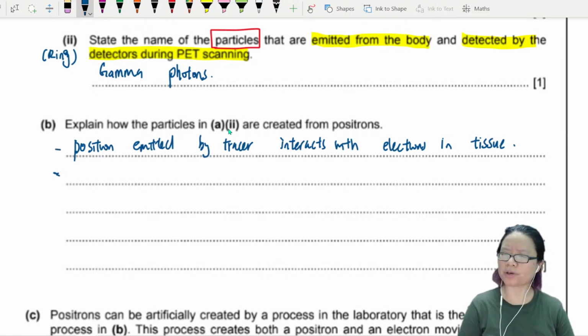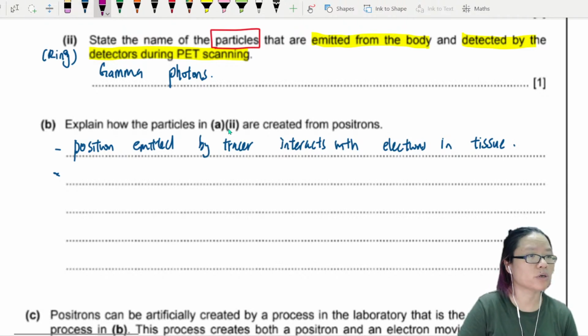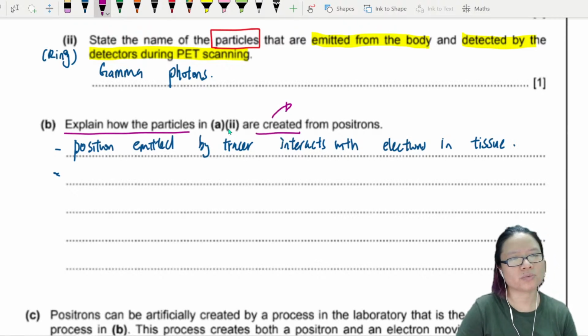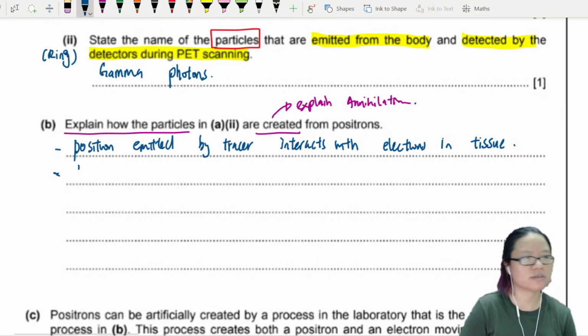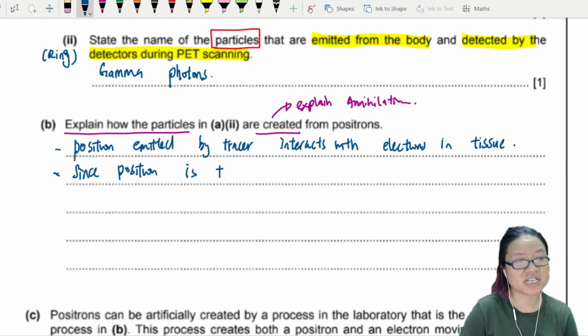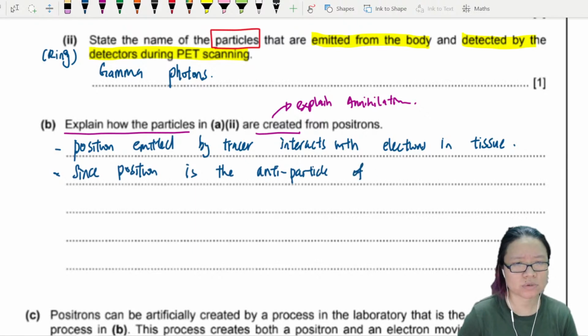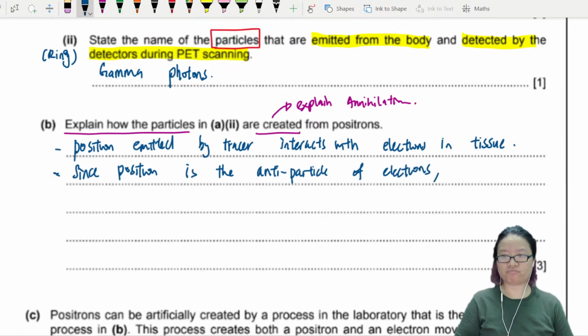Is that all? What else should I write? I should talk about the condition for annihilation, right? Because basically they're asking us, explain how the particles are created. So we are actually asked to explain the annihilation process. So I explain a bit and I will say, since positron is the anti-particle of electrons, annihilation occurs.